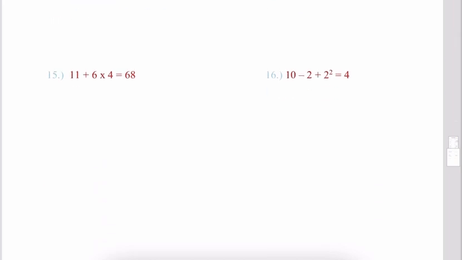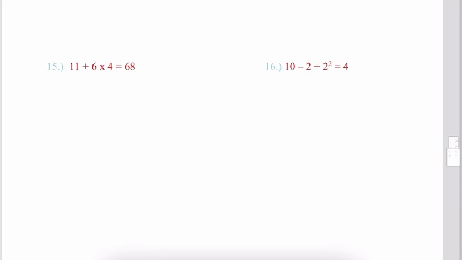Question 15. We have 11 plus 6 times 4. So again, if I multiply it first, which is the regular order in our case, 6 times 4, 24, plus 11, this would not give us 68. So let's try to place the brackets over 11 plus 6. 11 plus 6, this is 17. Now 17 times 4 equals 68. So yes, now our answer matched the answer given in the question.